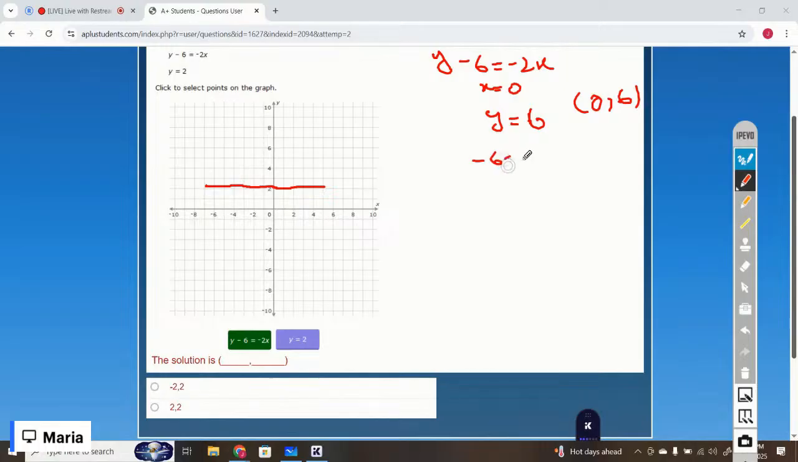When y equals 0, negative 6 equals negative 2x, so x equals 3. That is (3, 0). When x is 0, y is 6.